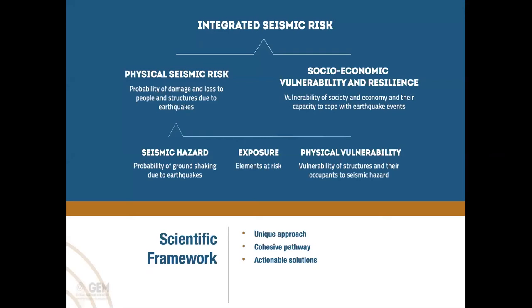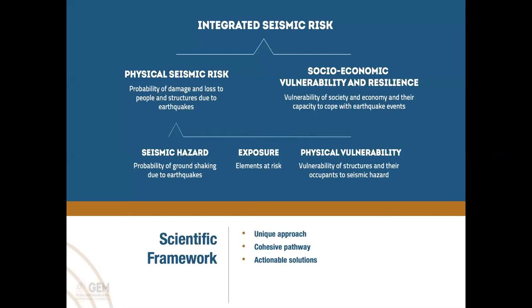To start us in the morning, how GEM usually works is through these different modules that integrate into the picture of seismic risk in a region, starting from the seismic hazard, the exposure, the physical vulnerability, moving into seismic risk, and then integrating that with some socioeconomic information as well to come up with the picture of integrated seismic risk. So today we'll be looking at scenarios using the same approach.